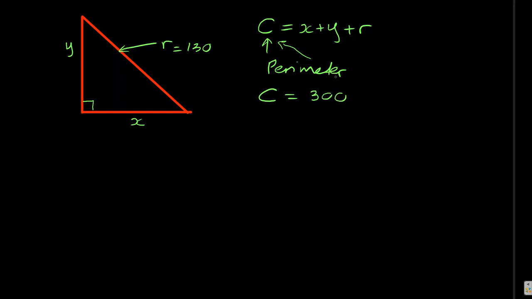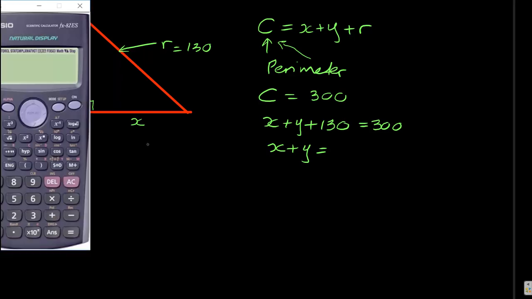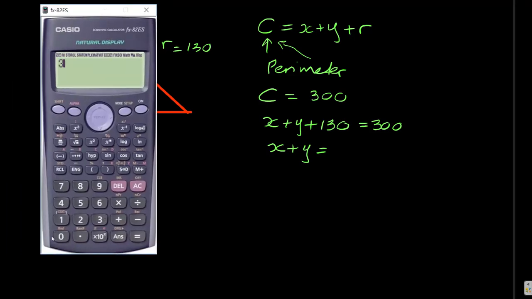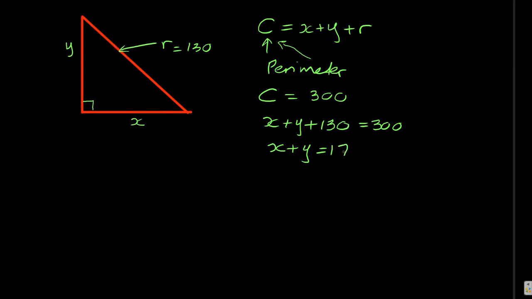So now you can come up with an equation which says x plus y plus the r, which is 130, is equal to 300, and then you can remain with x plus y on one side, which is equal to 300 minus 130, it's 170. So here I have got 170. So this then becomes my first equation, which is my equation 1.